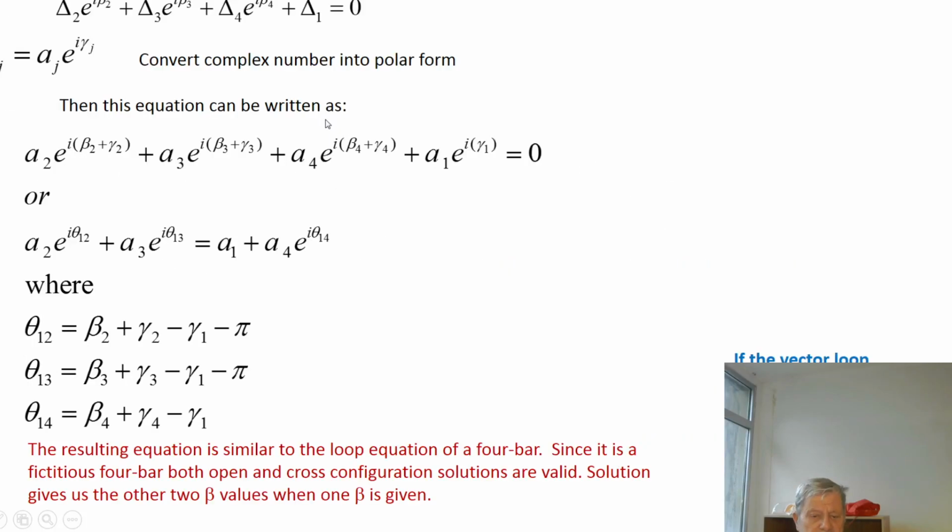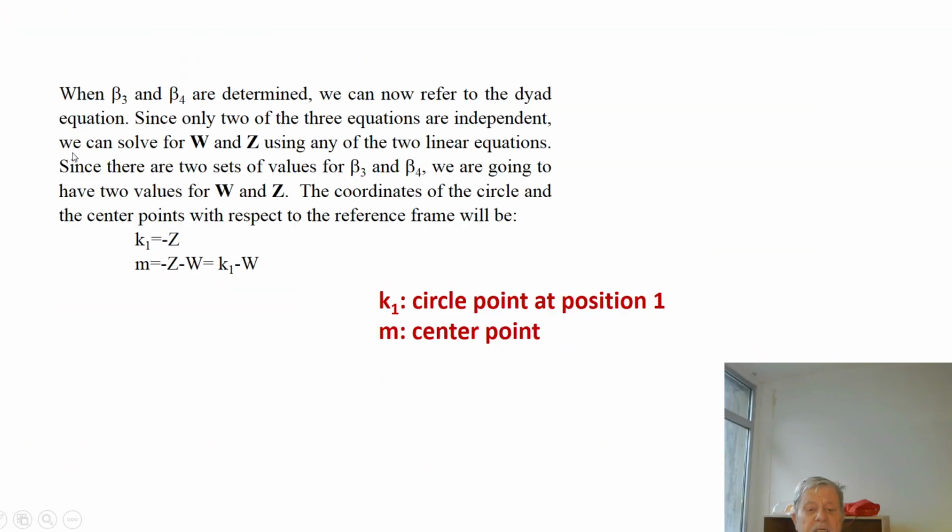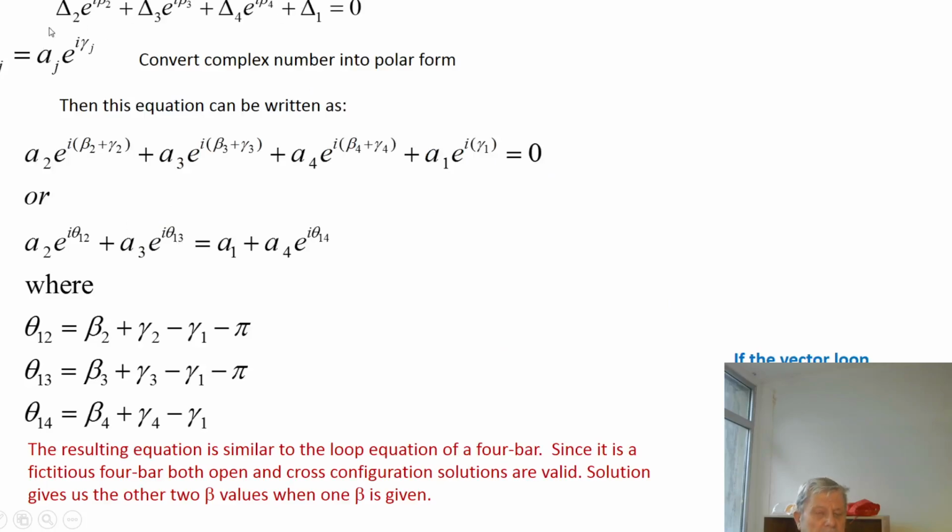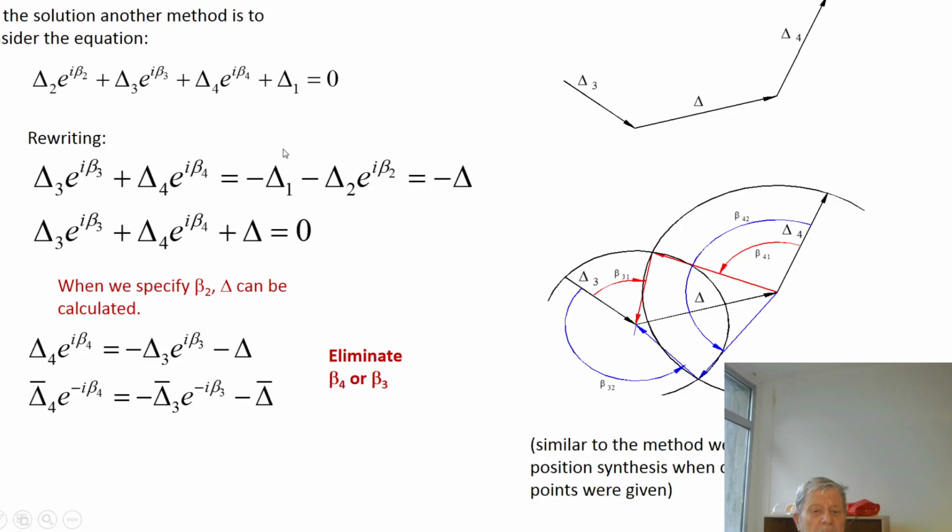In fact, I think I have it written over here. Another way of solving this set of linear equations is as follows. Notice if I'm given beta 2, since I know capital deltas, they are position variables, they are functions of position, so I can determine those values. Now I can move delta 2 with beta 2 and delta 1 to the other side and call this delta. I will have delta 3 e to the i beta 3 plus delta 4 e to the i beta 4 plus delta is equal to 0. I have three vectors, three complex numbers, which means vectors in the plane, x plus iy.